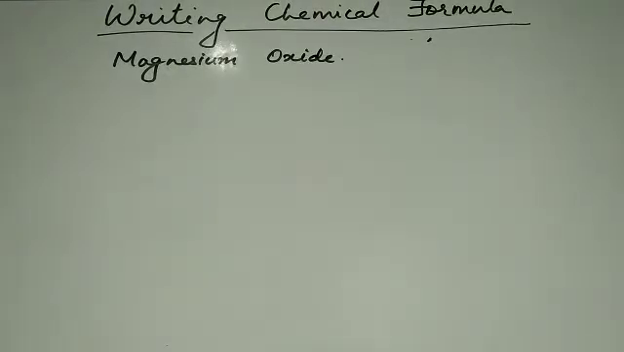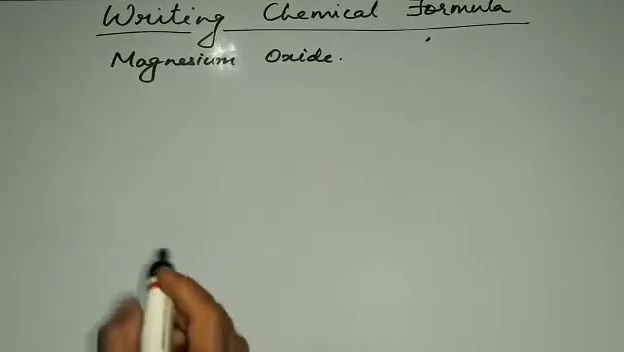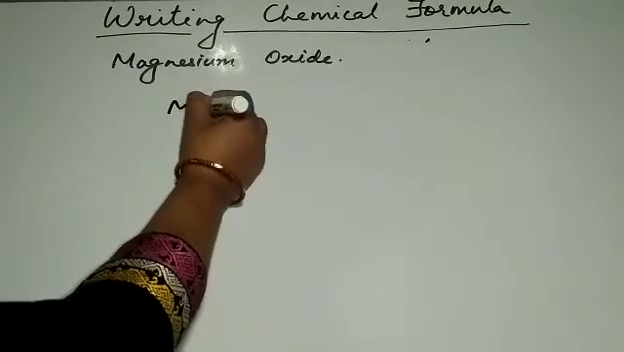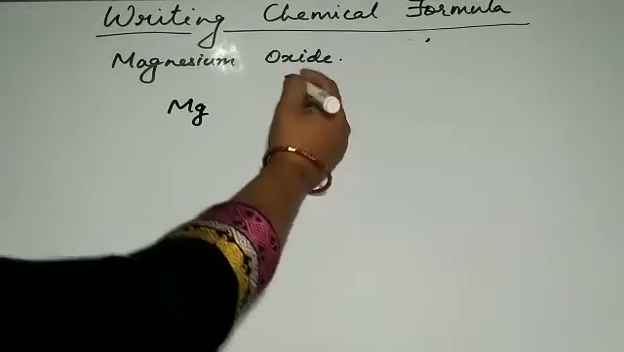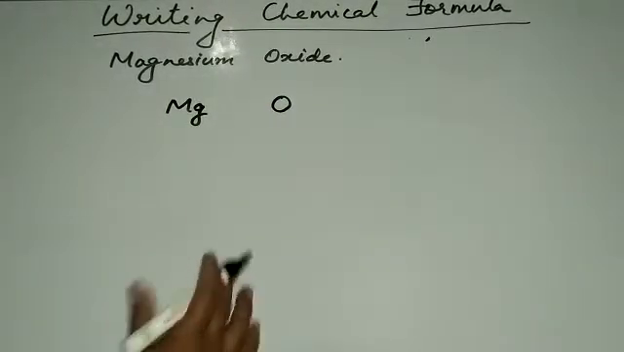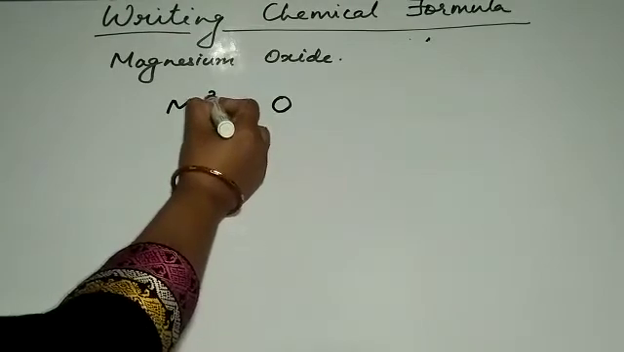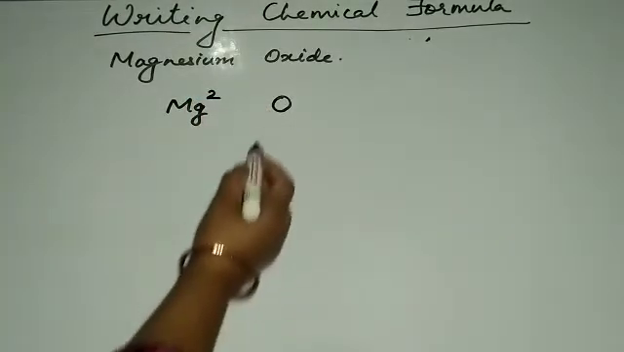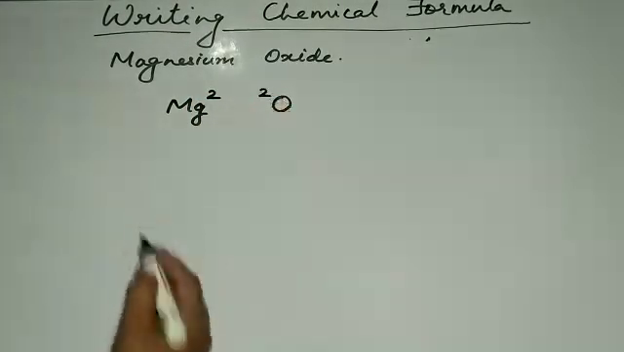Another example, magnesium oxide. First we are going to write down the symbol. Magnesium is Mg and oxide is oxygen, O. That is the first step. In the second step we are going to write down the valency. Of magnesium it is 2, of oxygen it is also 2.